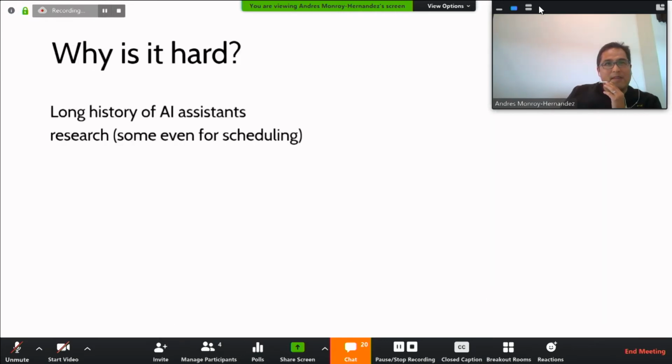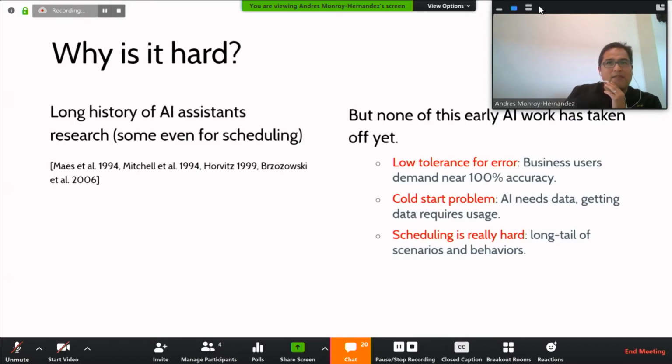So this is hard for many reasons. There is a long history of AI assistants in the research community, some of them even for scheduling, but none of this early work has taken off yet. And there are a few reasons why. One is that there is very low tolerance for error, especially in business scenarios.